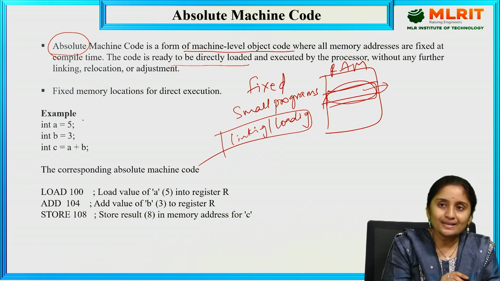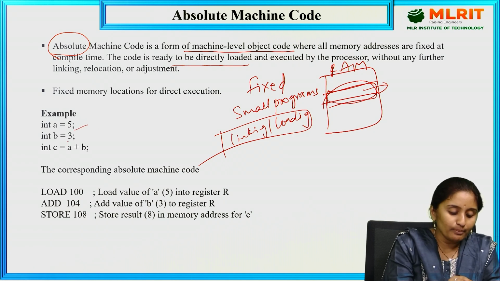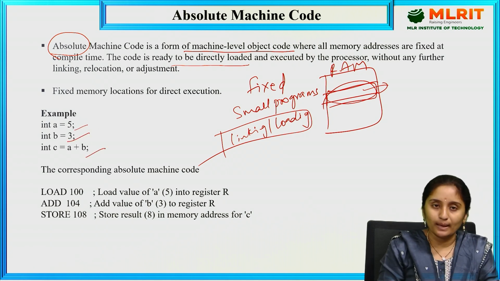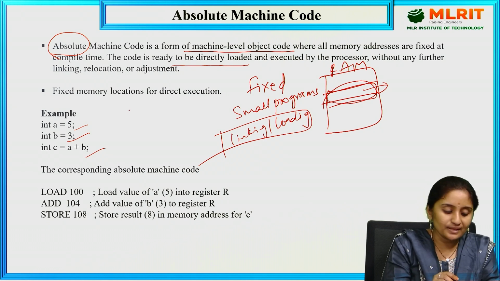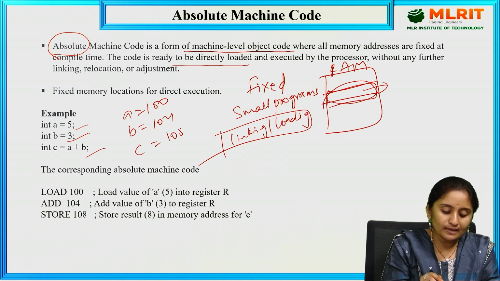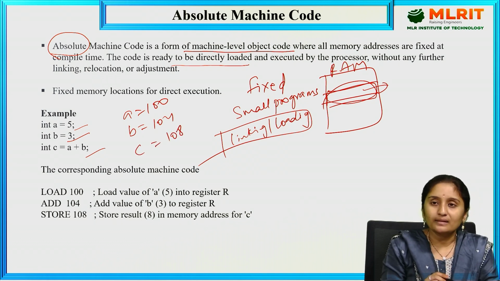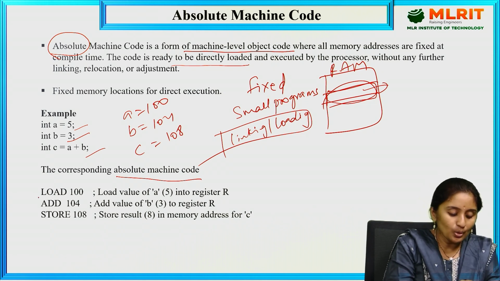Let us take an example. int a = 5, b = 3 and c = a + b. Let us assume the addresses for it. A is at location 100, b is placed at location 104, c is placed at location 108. Let me write the code for the corresponding absolute machine code. Absolute machine code: so, LOAD 100.